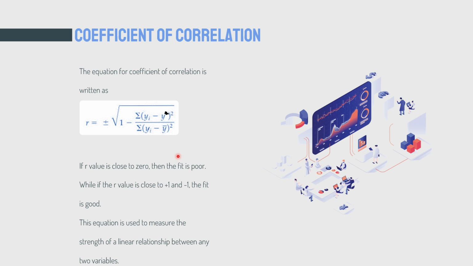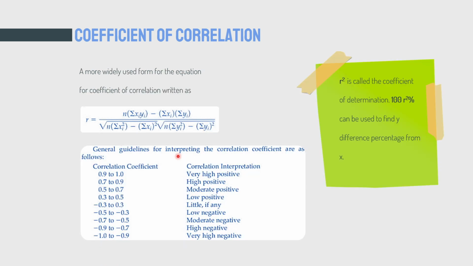Now, this equation is used to measure the strength of a linear relationship between any two variables or even more variables. If you think about it, you can create more relations between more variables, 10, 20, 100,000 at a time, and look at them. And if you use scripting and coding, you can even make that more automated and more useful for you.